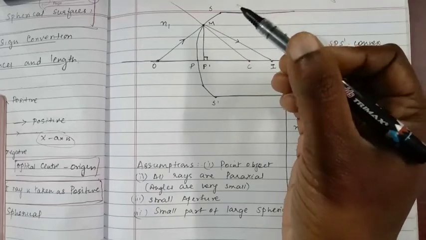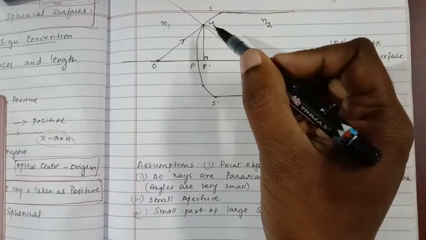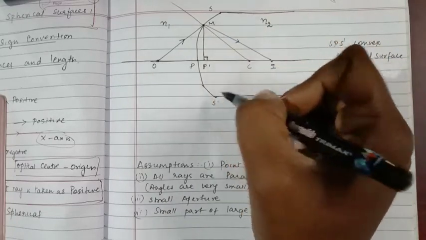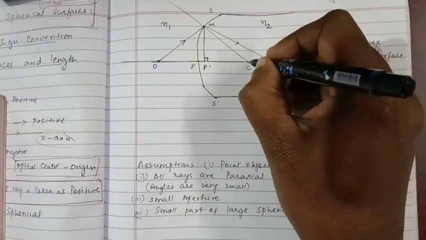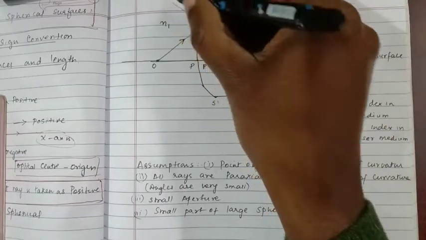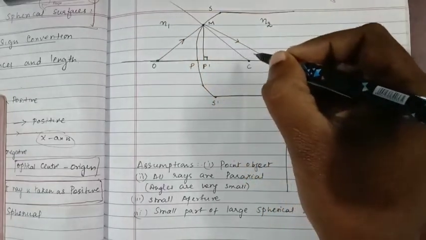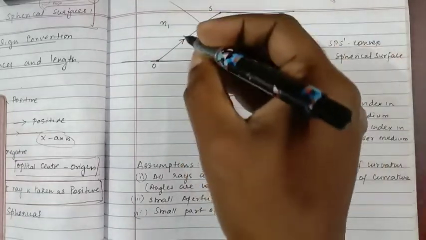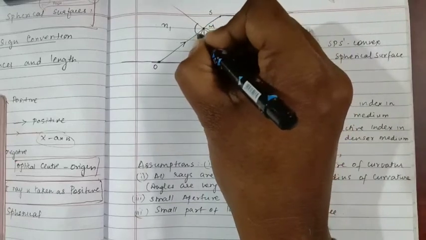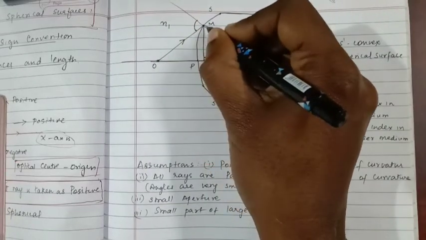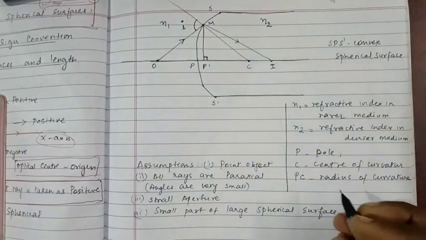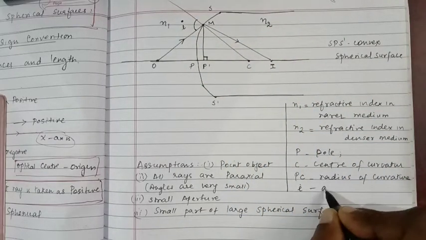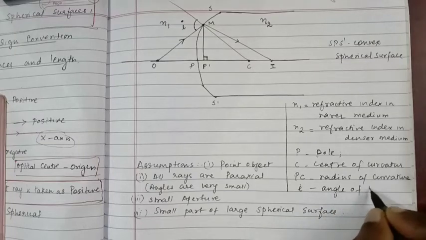Now, I already taught you for a spherical surface, how will you draw the normal? Through the center. So through the center, this is the normal. So what will be this angle? The angle the incident ray makes with the normal is called angle of incidence. So i is the angle of incidence.